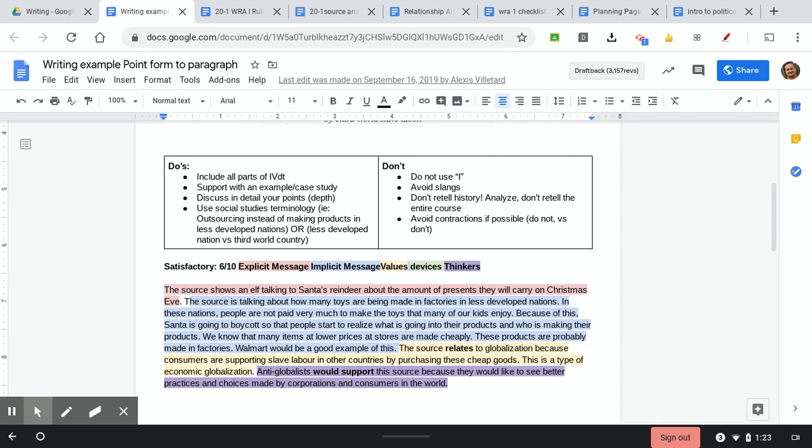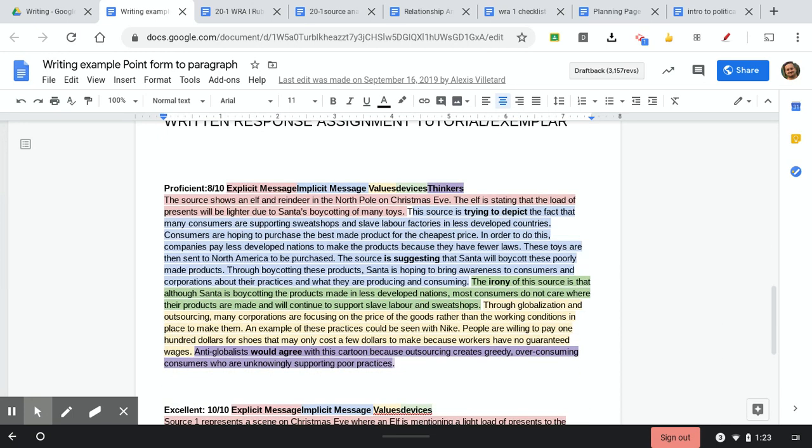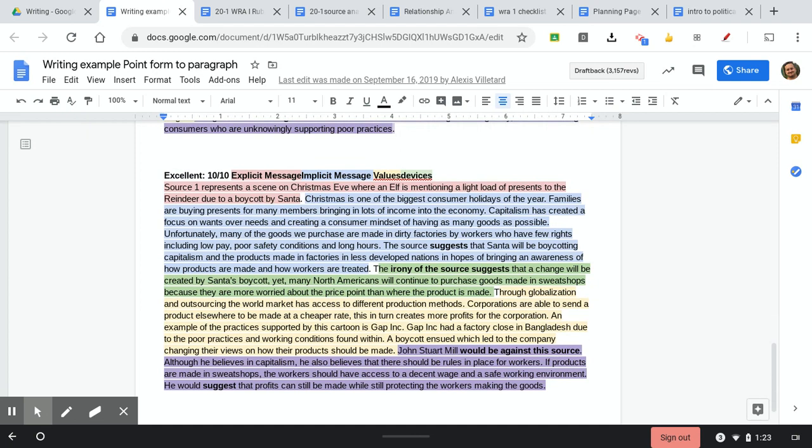They are discussing a lot of correct things. However, the detail is not great. So let's move to a 10 out of 10. Right off the bat, you can see that it's bigger, which you're going to tell is because of elaboration.